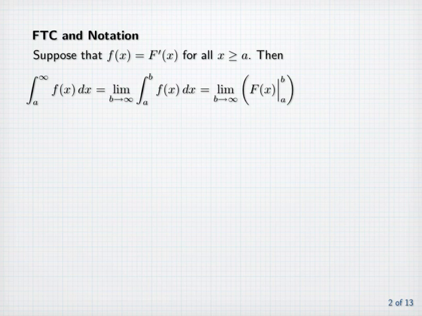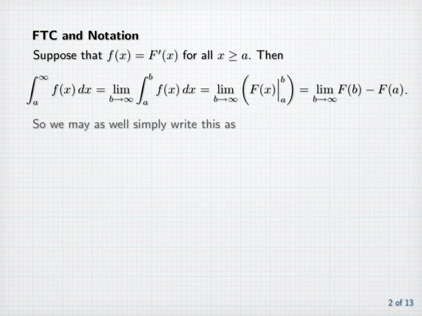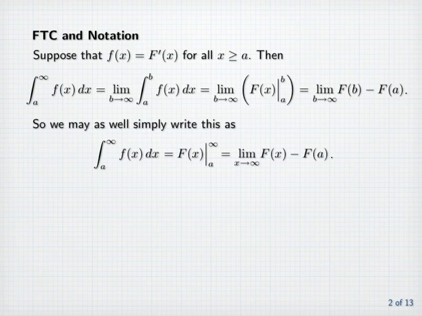So this is the limit as b goes to infinity of F of b minus F of a, but the second term, minus F of a, does not involve b, so we're only taking the limit as b goes to infinity of the first term. So we may as well simply write this as the integral from a to infinity of f of x dx equals capital F of x evaluated from a to infinity, where we understand this to mean the limit as x goes to infinity of capital F of x minus capital F of a. In other words, an evaluation at infinity is to be understood in the sense of a limit as x goes to infinity.